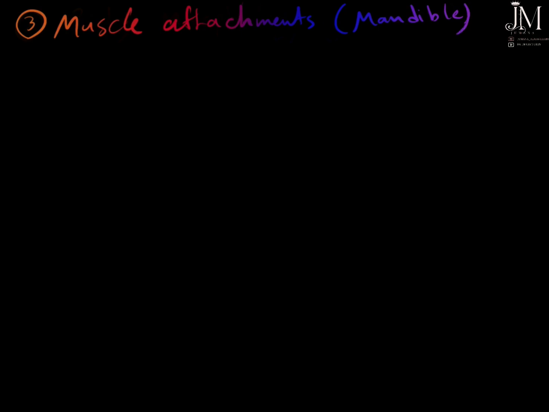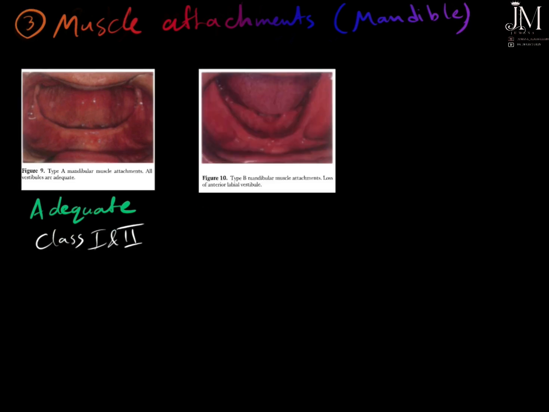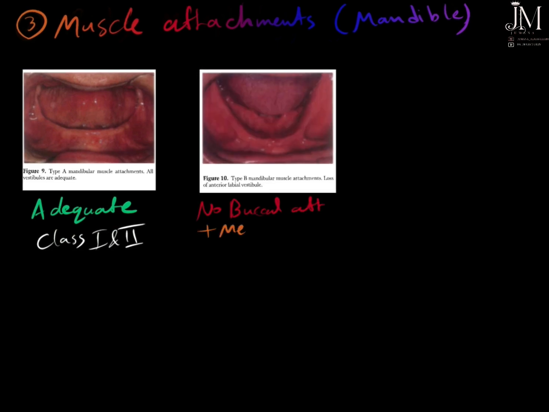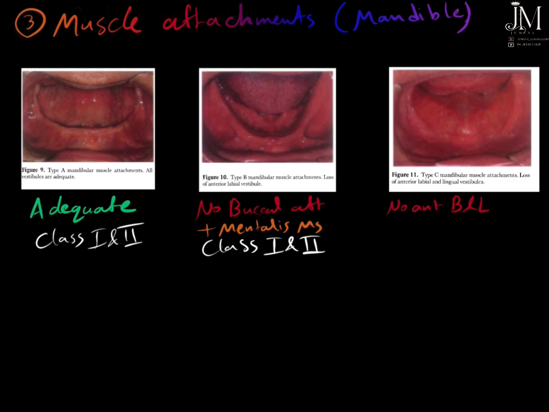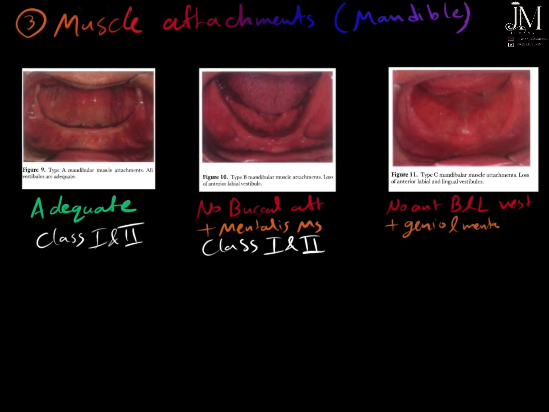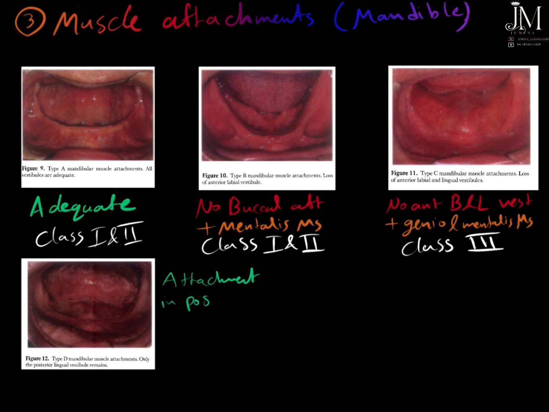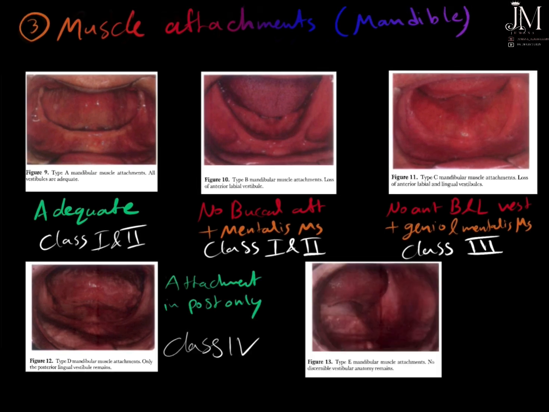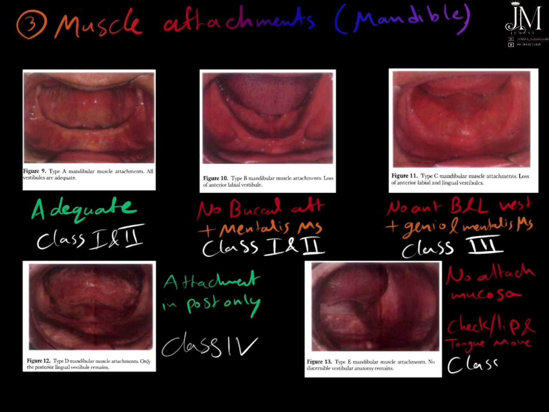Number 3, muscle attachment in the mandible. The effect of muscle attachment and location are most important to function of the mandibular denture. Type A, adequate attached mucosa, most favorable. Type B, no buccal attachment and active mentalis muscle, both in Class 1 and 2. Type C, no anterior buccal or lingual vestibule and active genioglossus and mentalis muscle, Class 3. Type D, attached mucosa in posterior only, and Type E, no attached mucosa in any region and active cheek and lip tongue muscle; both are considered Class 4.